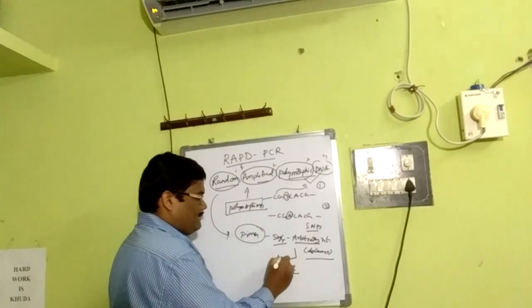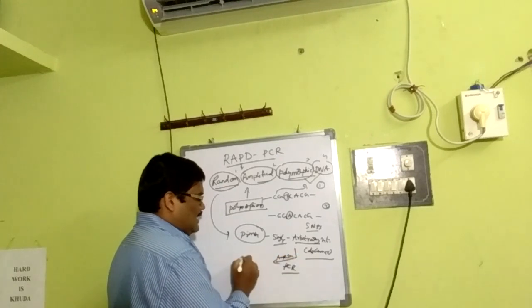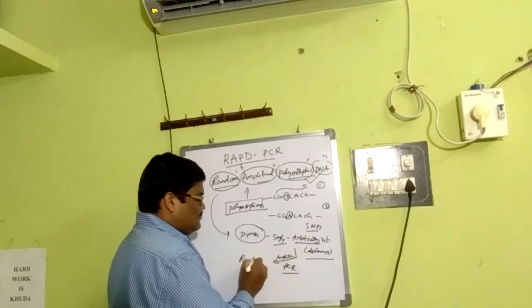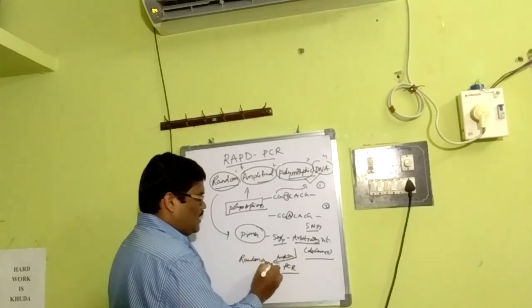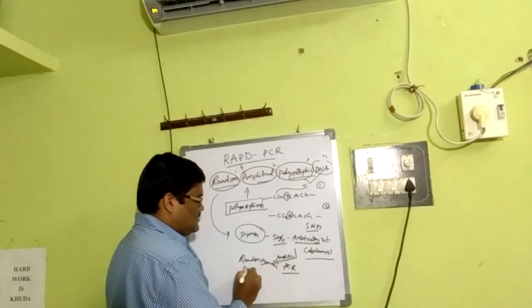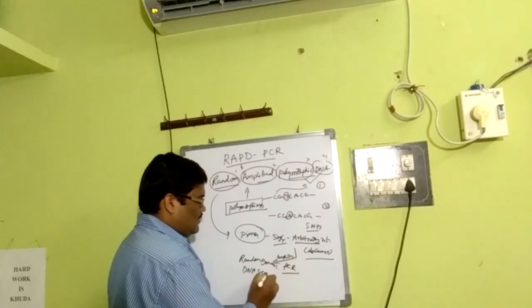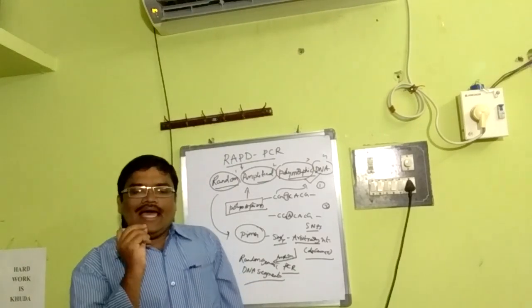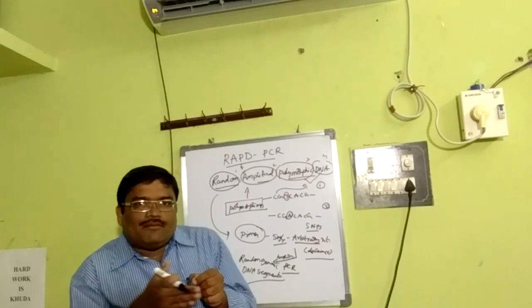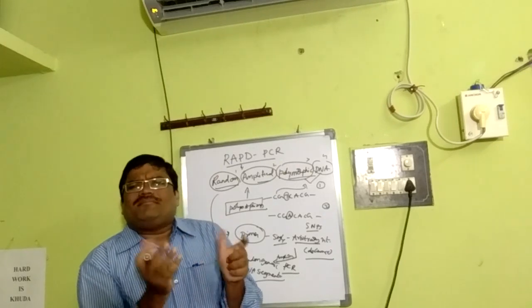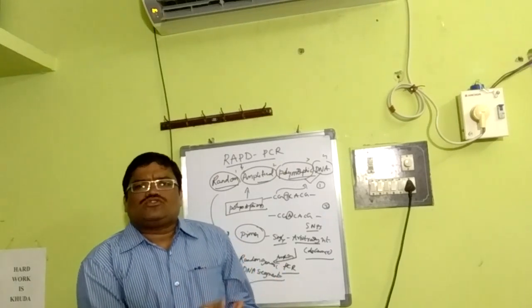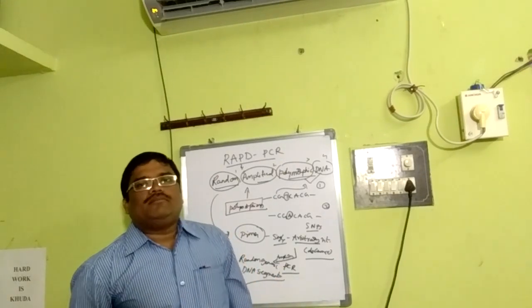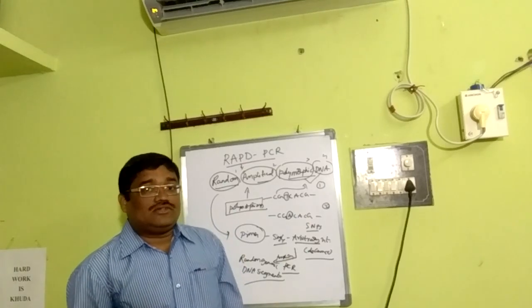This single arbitrary primer through PCR amplifies random genomic DNA segments. Through the PCR machinery, it randomly amplifies the genomic DNA segments so that we can get the RAPD marker. So I think it is clear.